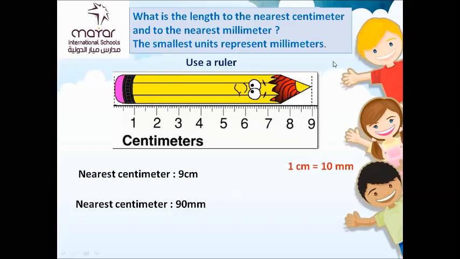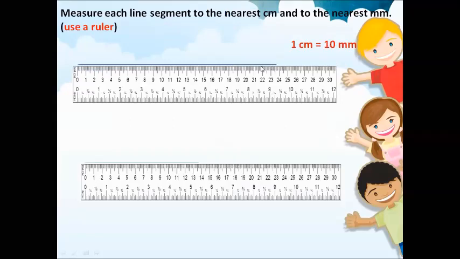Now, what if we have this? Now, we have this line. I want you to notice something. Most of your rulers have two parts. The first part is centimeter like this, and the second part is inch. So when you measure using your ruler, please make sure that you are measuring using the centimeter side.